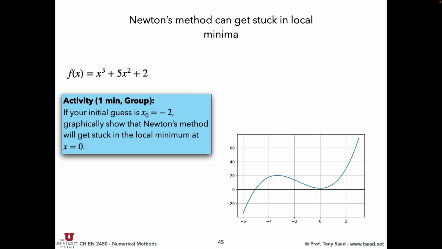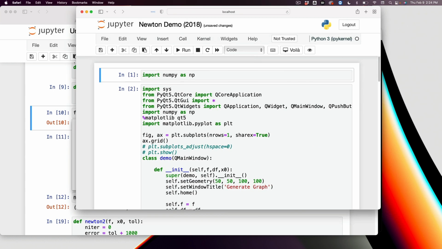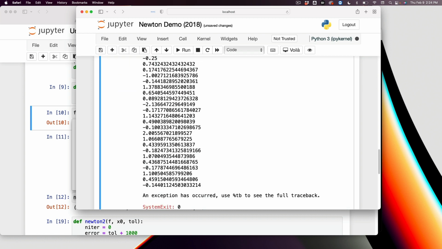If you don't see it, let me show it to you in a Python demo, if I can find it. Okay, Nonlinear Solvers, Newton demo. So what I have here is a long, detailed notebook. You don't have to worry about it, but if I run it, let me see.